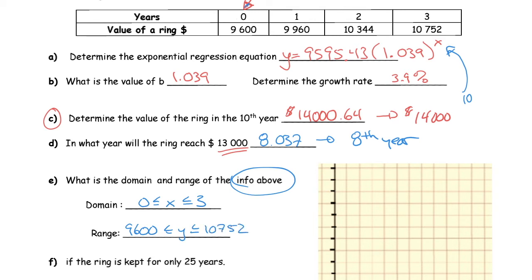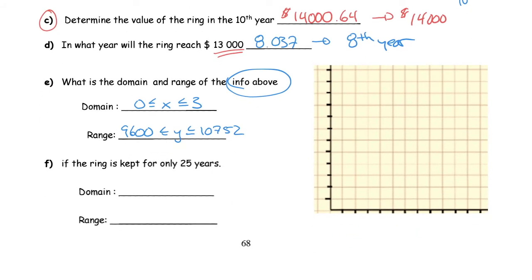Okay, now what happens if we keep it for 25 years? How does that affect our domain and our range here? Well, we've already given you the domain. We want this to go from 0 out to 25. Sorry, you'll notice that I'm not filling in this chart here because we've been doing this graphically. I've been going to the calculator, and you've seen the graphs go on there.